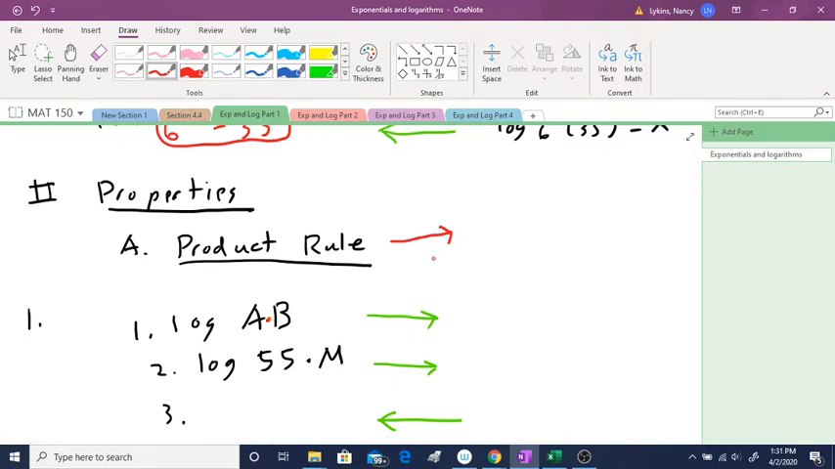So first, when we think about the product rule, product means to multiply. Take a look at number 1 right here. Really, we're multiplying a times b. Same thing with log of 5 times m. We're multiplying. Now, when we use the product rule, we're going to expand. Some of us have heard the term expand, or we're going to break the a and b apart. We're going to do this by addition.